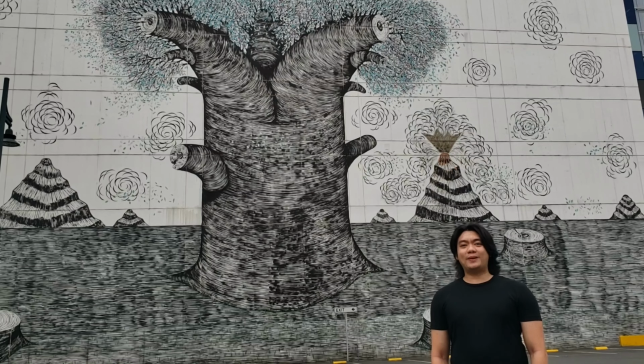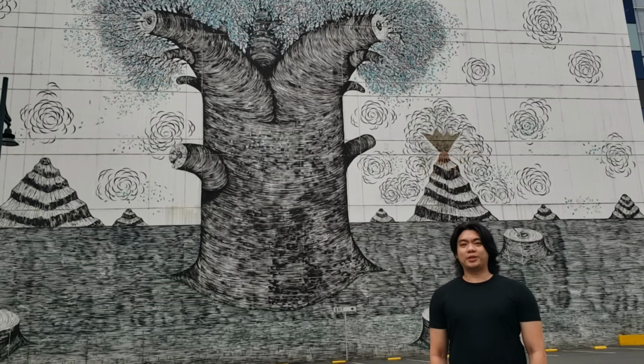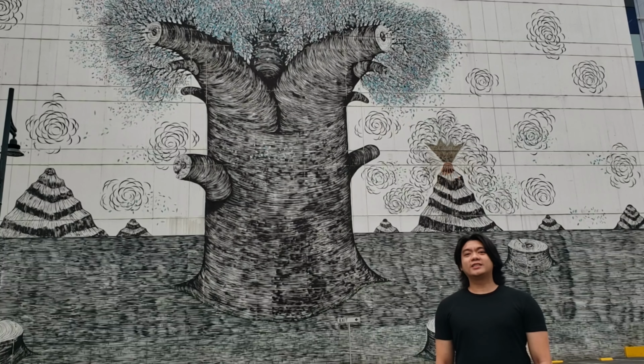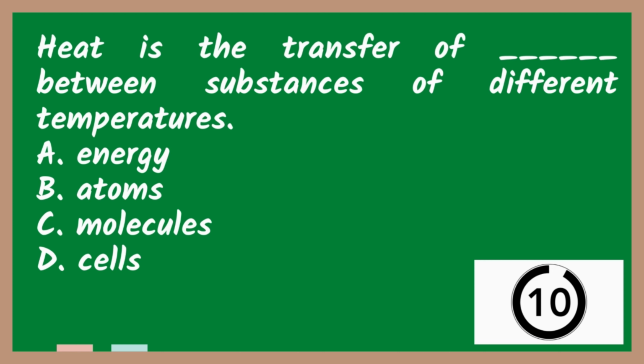Heat is a transfer of what in objects with different temperatures? A. Energy, B. Atoms, C. Molecules, D. Cells. The correct answer is letter A, energy.